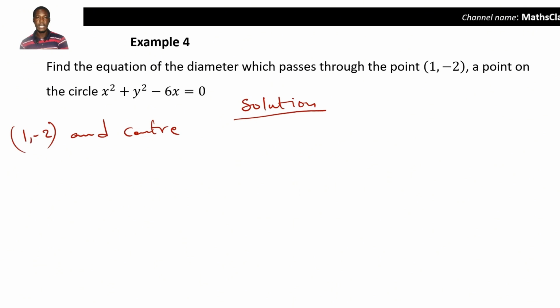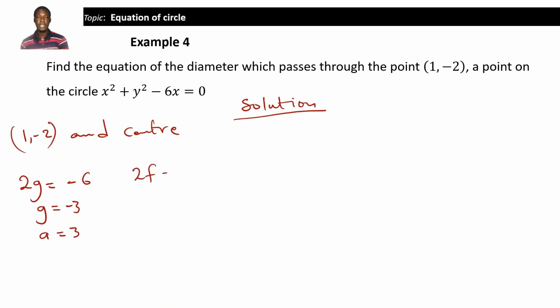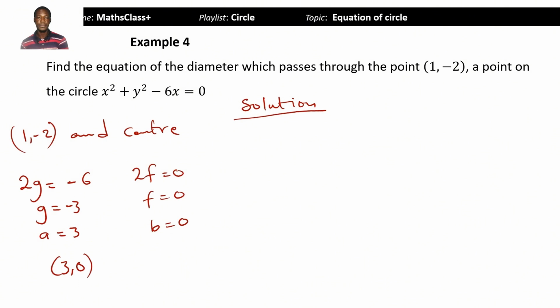Looking at the equation of the circle, our 2g will be equal to negative 6. So g will be equal to negative 3 and a will be equal to positive 3. 2f is equal to 0. That means f is 0 and b is 0. So the center of the circle is the point (3, 0).